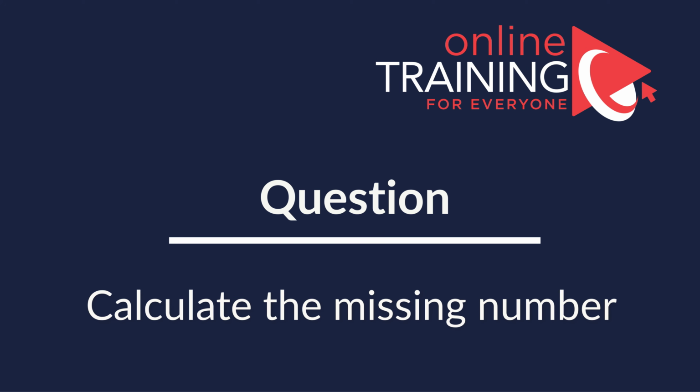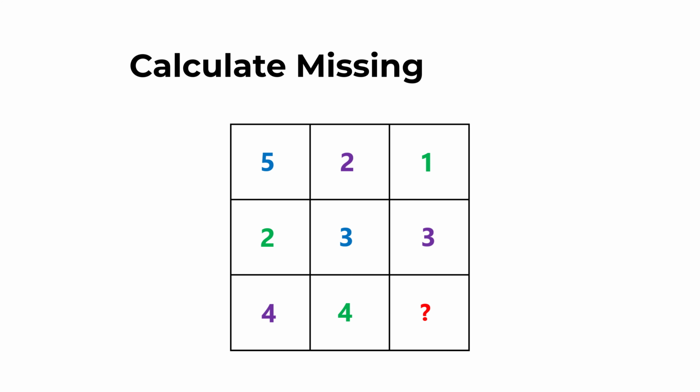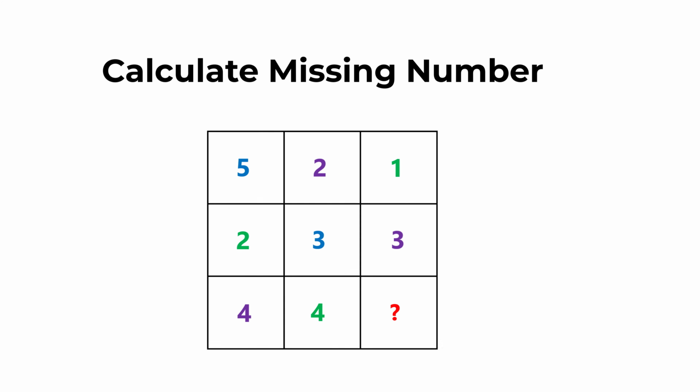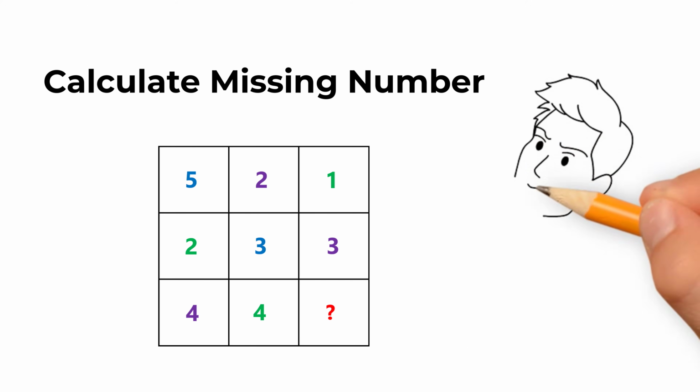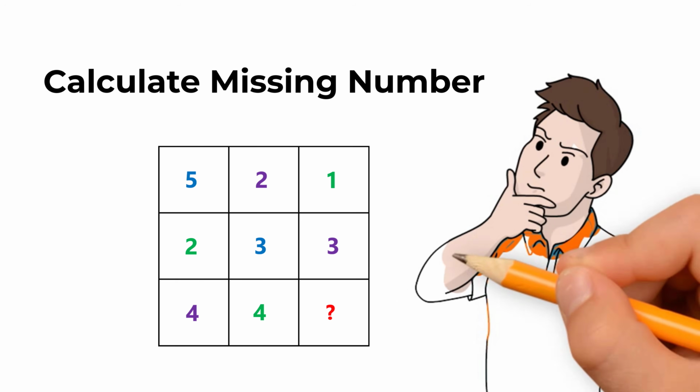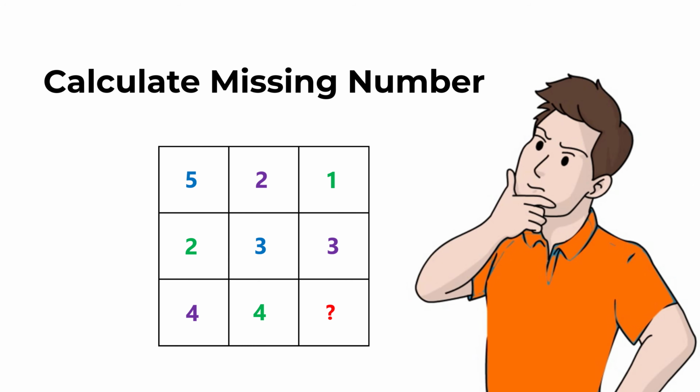Some of you might disagree, but calculating missing numbers is one of my favorite types of questions. A lot of times, you're presented with a 3x3 matrix, typically a square which has small squares inside. In our case, we have numbers in different colors presented in the smaller squares inside the larger square. The numbers are 5, 2, 1, 2, 3, 3, 4 and 4. And then one number is missing, and this is the one that you need to calculate.